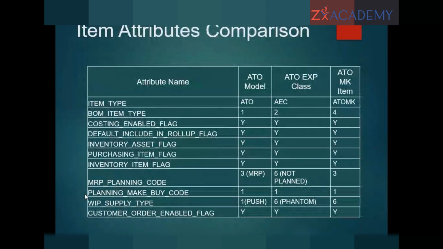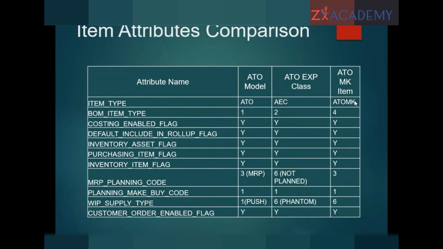So this is a comparison I just made, an item attributes comparison. Basically, when you assign this ATO model, ATO option class, and standard item, see, I told you about the BOM item type. When you assign the ATO model, it will act as one in the table. These are all table values, seeded to Oracle.